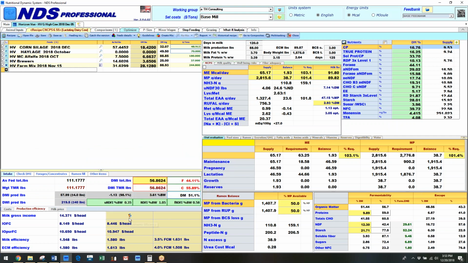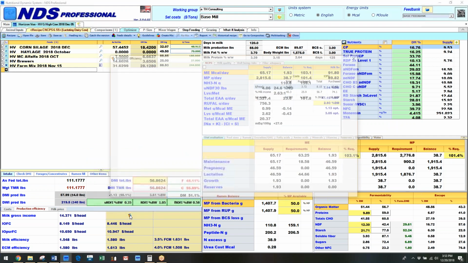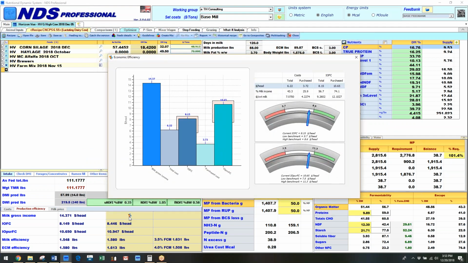there is the production economic efficiency here, which is a small icon that pops this screen up. So what we see is that this herd, again, at the 88 pounds of milk, the income per cow would be $14.37. Total cost of the ration, $6.22. So here is the current income over feed cost. And the dial shows up here.